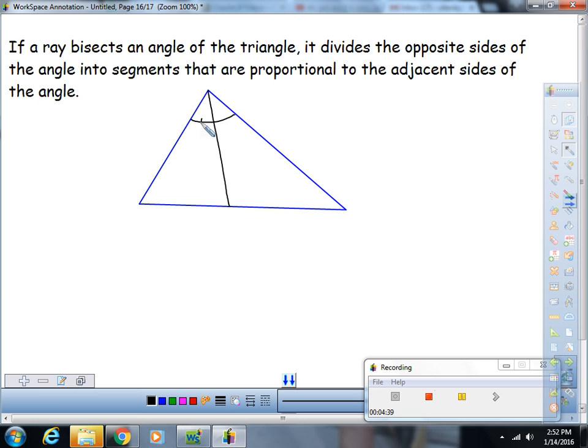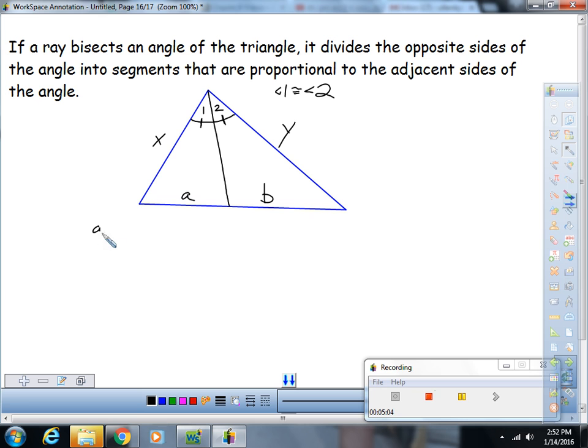So here we've got angle 1 is congruent to angle 2. That has to be true. So that has to be bisected. All right, well, what we've got here is these are the sides that are opposite from our angle that has been bisected. These are the sides that are adjacent to the angle that has been bisected.